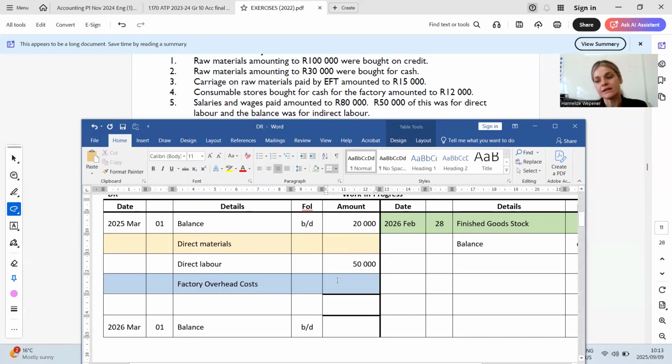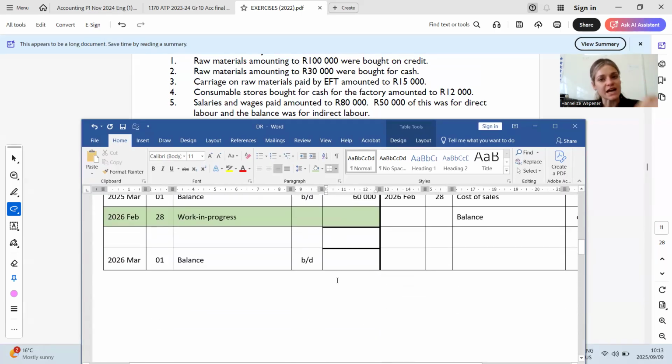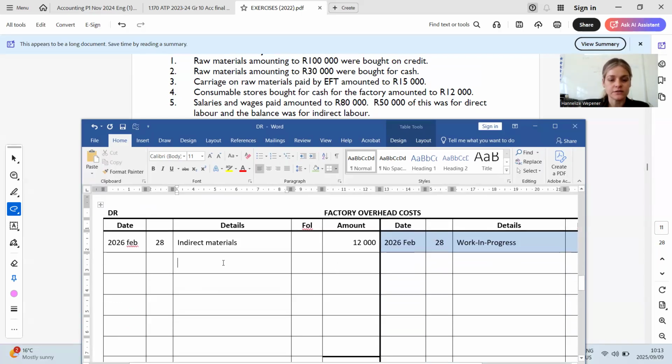So it doesn't say that it was for admin or selling and distribution. It says it was for indirect labor. So in the factory, but not directly involved in the manufacturing process. So indirect labor. And that was then 30,000 because it's 80,000 minus the 50,000.